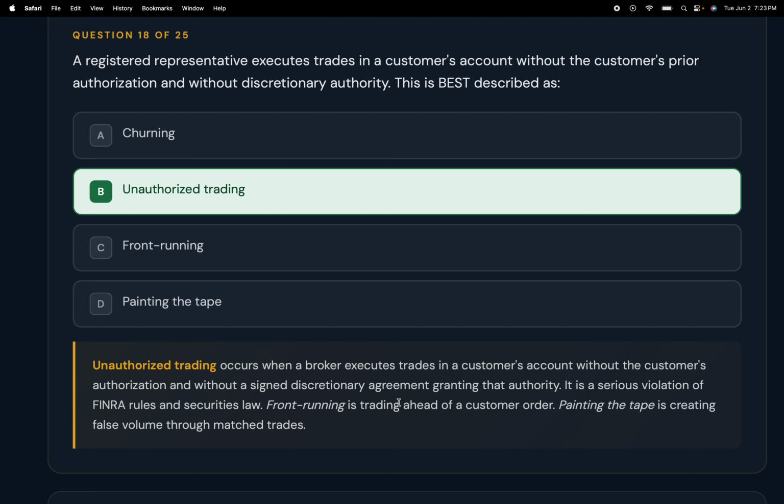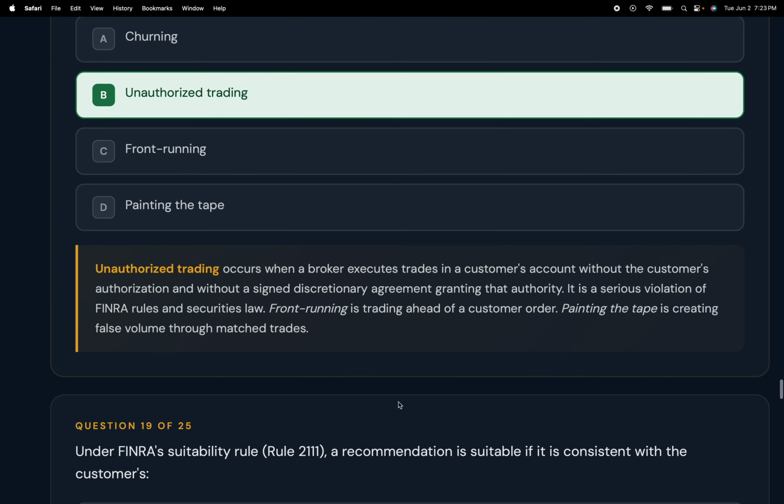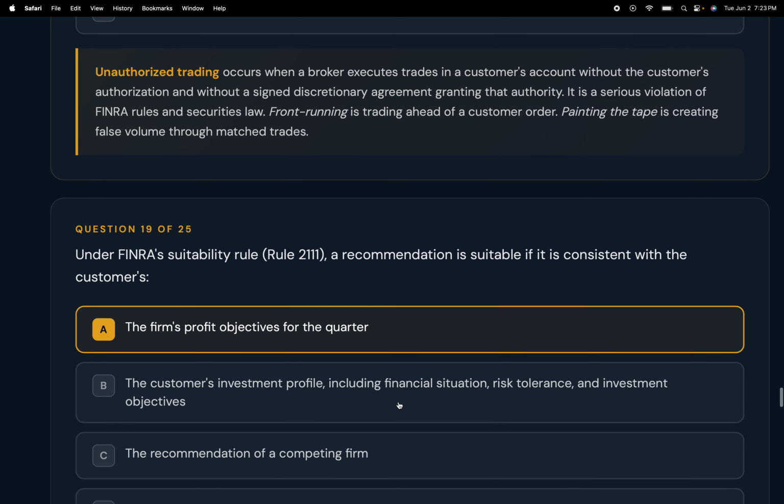But to slow down for a second, you've got the unauthorized trading in this question. You've got the churning in this question. You've got the definition of front running in this question. And you've got the definition of painting the tape, aka the same as matched orders. Bam. 4 more questions. That's what we're doing here. So that's why I said some questions are going to be more impactful than others.